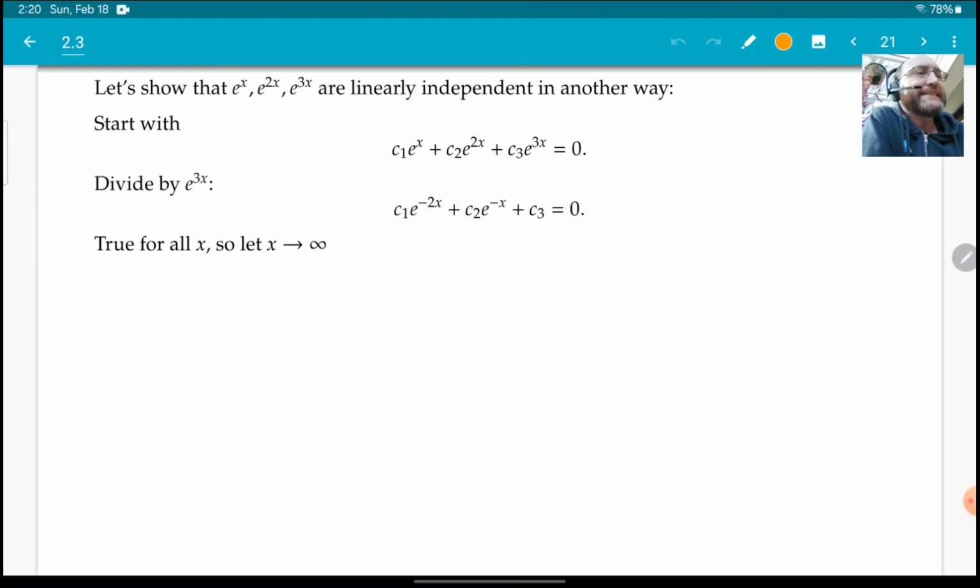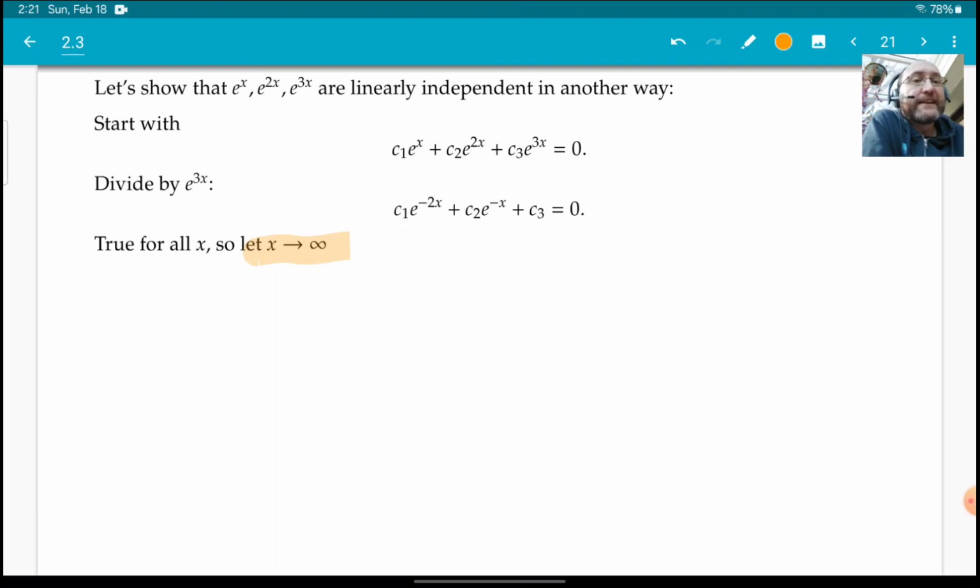Now, this is supposed to be true for all x. So if it's true for all x, what I could do is take a limit as, let's say, x goes to infinity. As x goes to infinity, e to the minus 2x goes to 0, because it's exponential decay. It goes down towards 0. E to the minus x goes down towards 0.